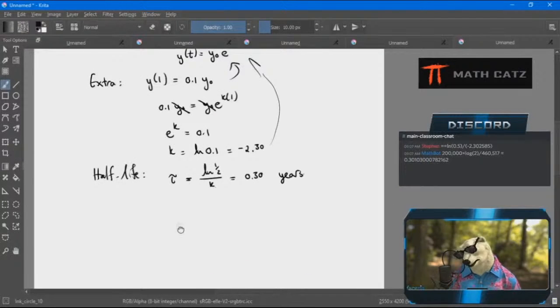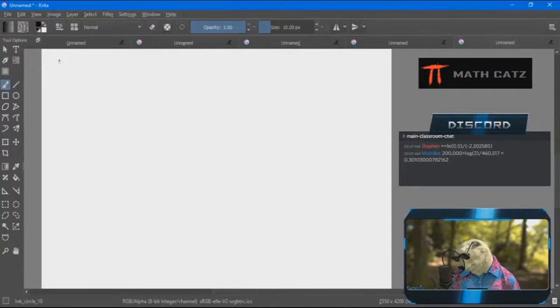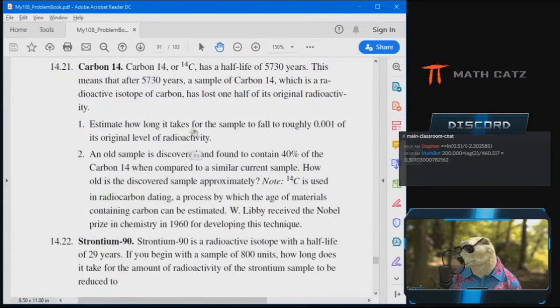1421. Carbon-14 has a half-life of approximately 5,730 years. That's longer. This means that after 5,730 years, a sample of carbon-14, which is a radioactive isotope of carbon, has lost 1/2 of its original radioactivity. That's what half-life means. So it just takes a very long time.